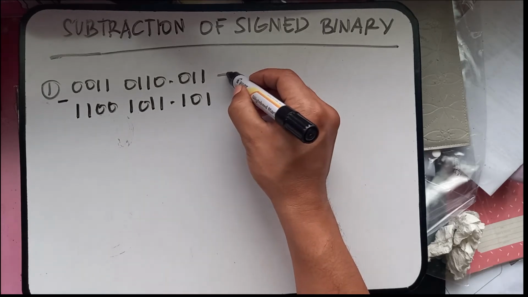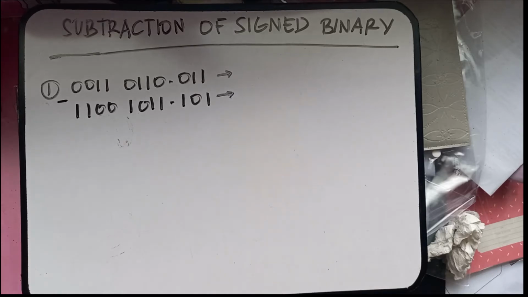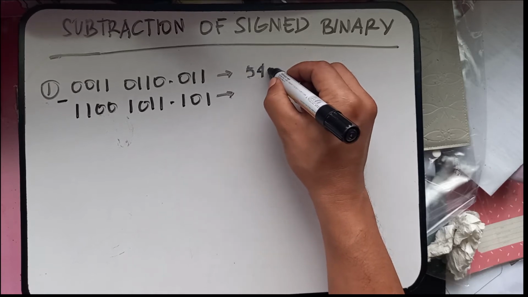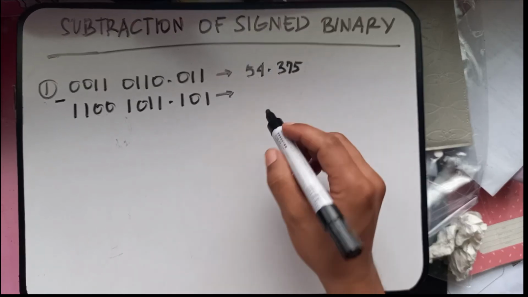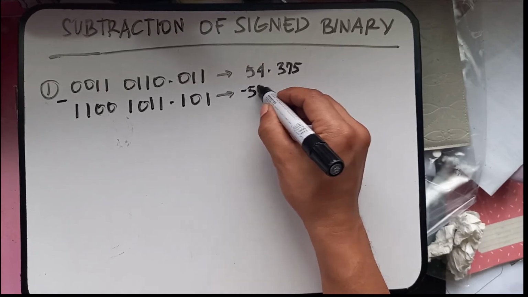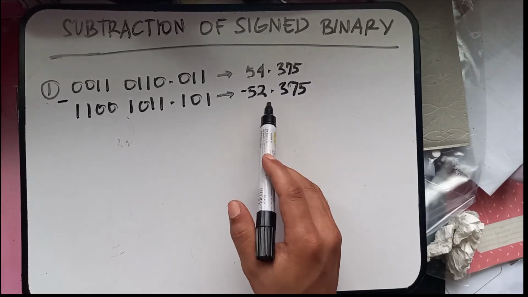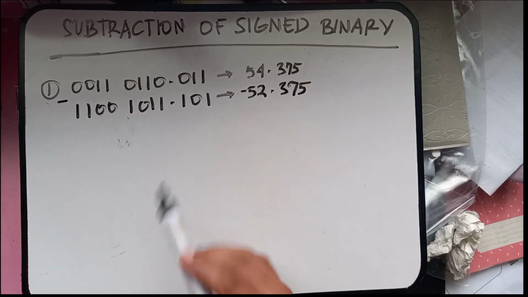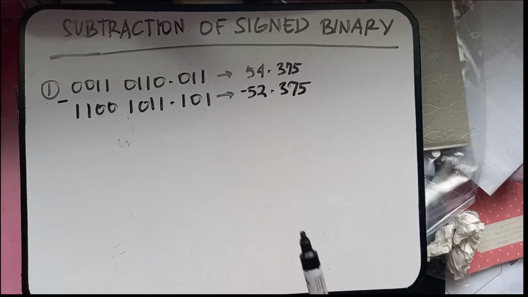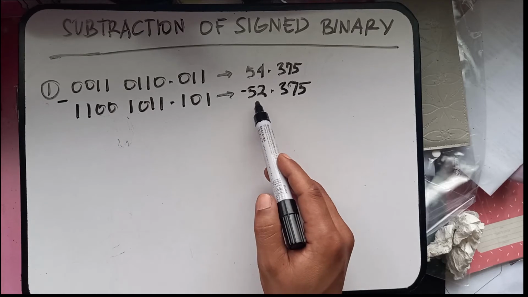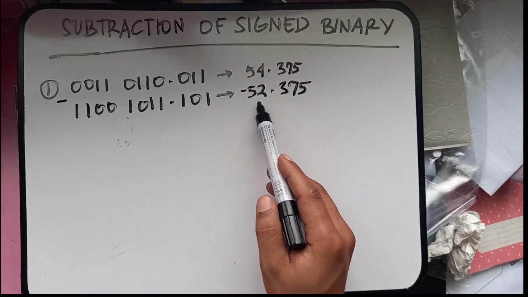So let's find the decimal form of this so that we can check that if we do the subtraction, the number that we get from the decimal is the same as we get from the binary. So this is basically 54.375, and this one is negative 52.375. So how did we get negative 52 out of this binary? I'm expecting that you have already watched a video for 2's complement, and that is the reason why we were able to get negative 52 out of this binary, because we applied 2's complement on this, and it turns out that this binary here is equivalent to negative 52.375.